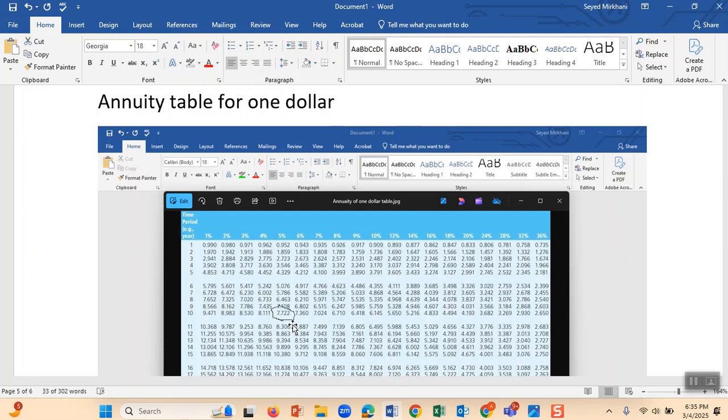You should be giving that person $7.72. Do you see the circle I have put? And if you do that, that person every year gives you $1 until 10 years, and then after that, that person doesn't give you anything.